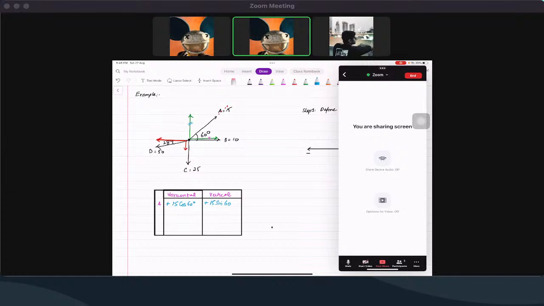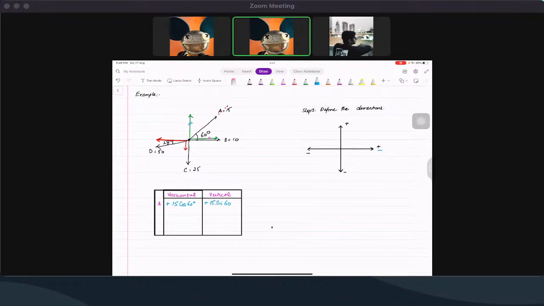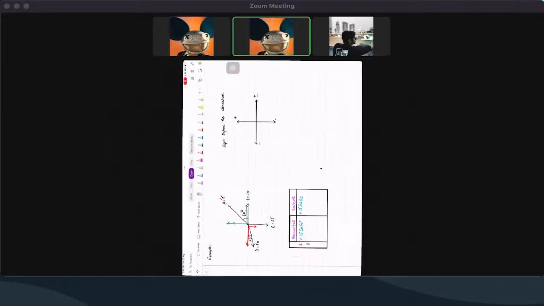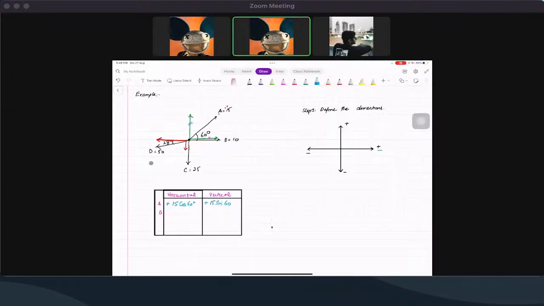Alright, so if you look at B, B is already towards the right and it is already horizontal, so we're going to write plus 10 here. But B does not have any vertical component, so we're going to write 0 here. Is it clear? Yes.